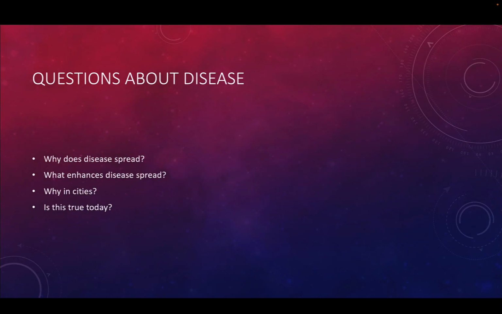Some things for you to think about, both for this section and for the rest of the course, are things like, why does disease spread? Maybe as part of your assignment where you make comments, you can try to answer some of these questions. Why do we see diseases spread? What enhances or makes it more rapid or easier for diseases to spread? Why do we typically see disease spread more in cities than in rural areas?